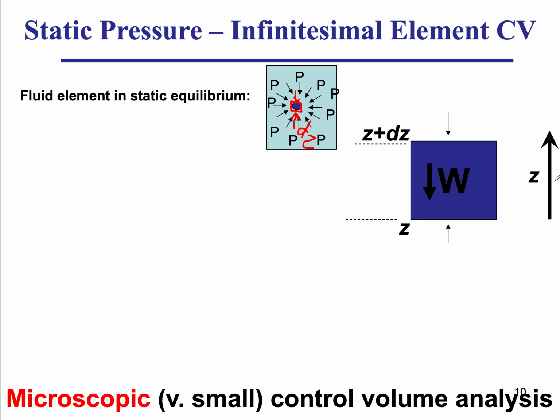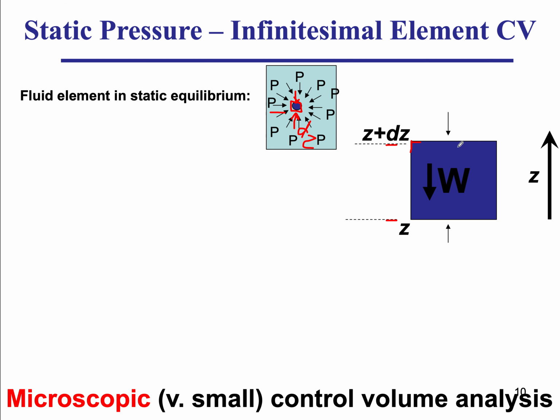So let's look at my fluid element. This level right here, if my coordinate system is z, this level will be z, and the level at the top of my control volume, which is this cube, will be z plus dz. Then I'm going to do a summation of forces in the z direction. Still my fluid is static, so the summation of forces for this fluid element should still be equal to 0, because it's not going anywhere, it's static, no acceleration.